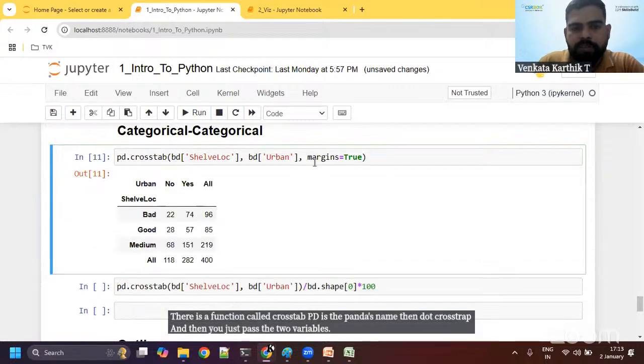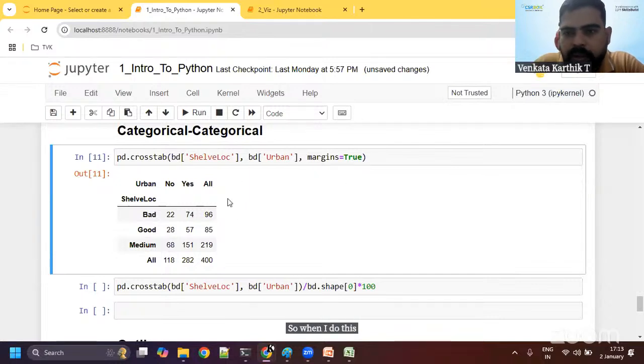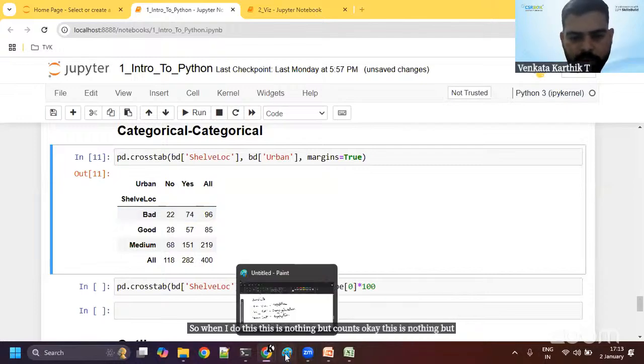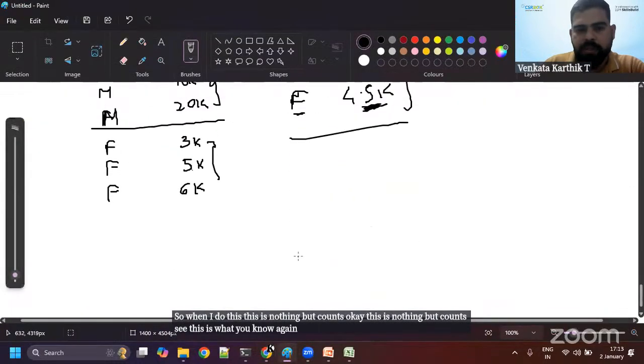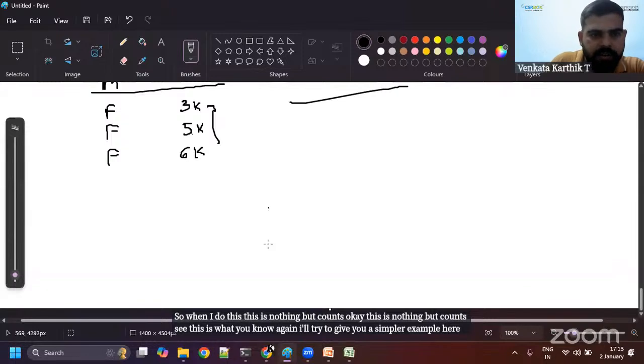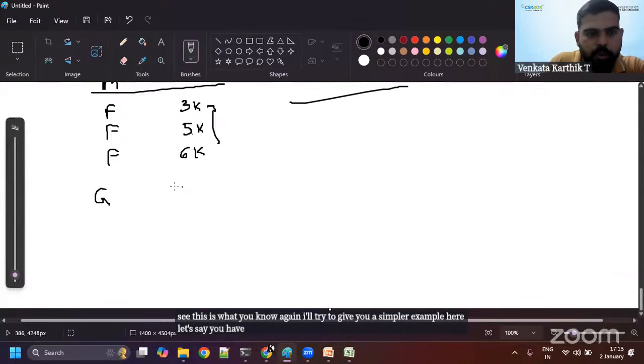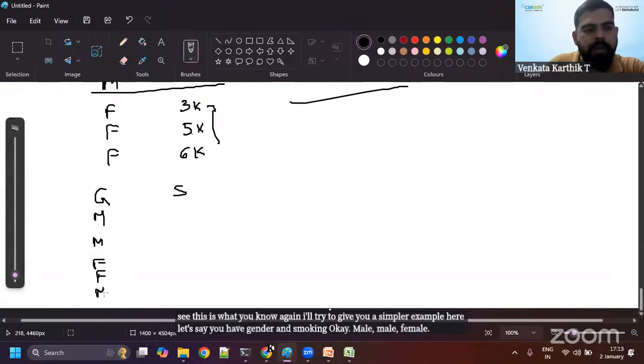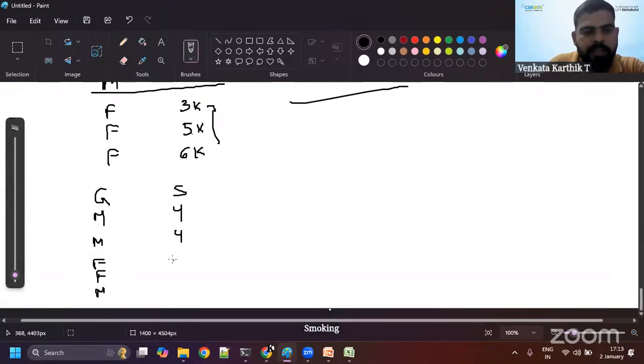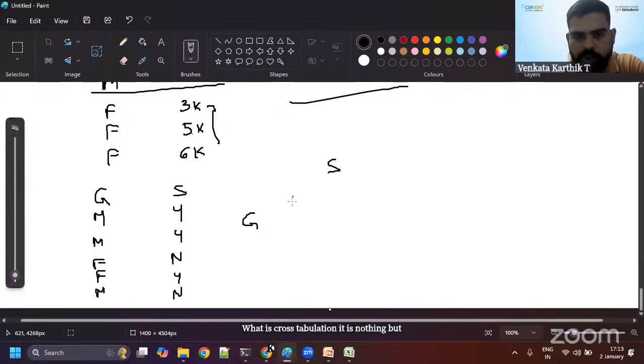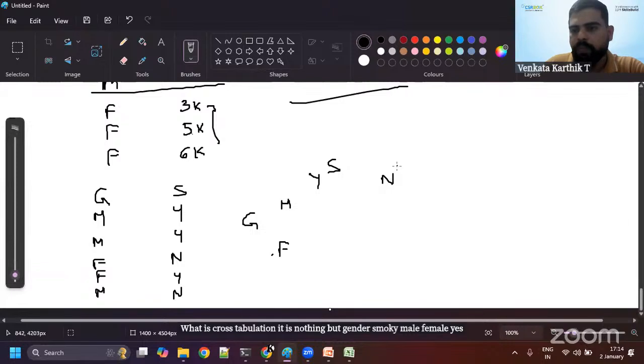So when I do this, it is nothing but counts. Let me give you a simpler example here. Let's say you have gender and smoking. Male, male, female, female, male. Smoking: yes, yes, no, yes, no. What is cross tabulation? It is nothing but gender, smoking, male, female, yes, no.